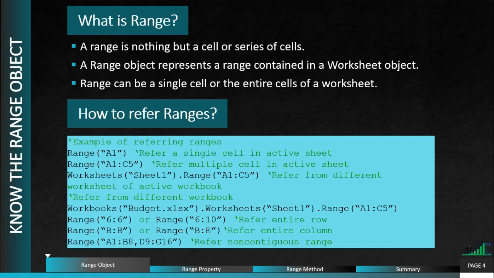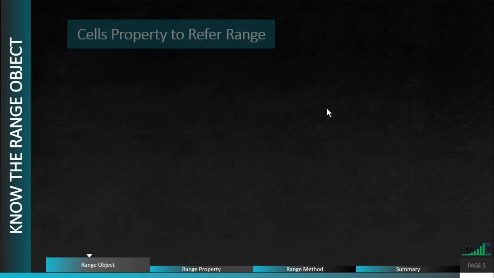Anyone having any question about this regarding referencing range? The various ways I have explained. Is this okay? Or do I have to tell again? Okay? Next, as I told you, the Cells property.